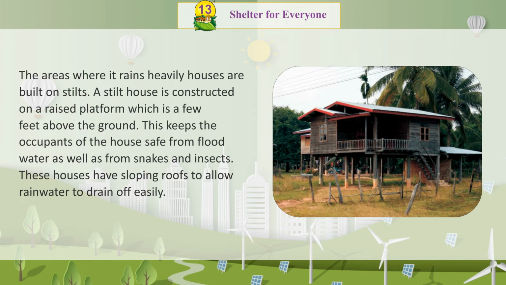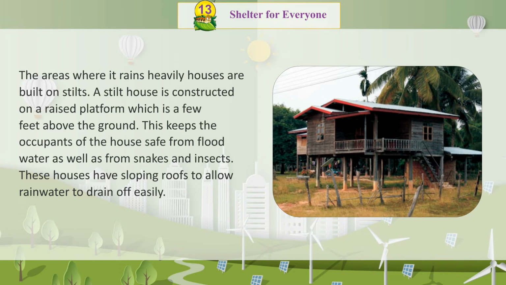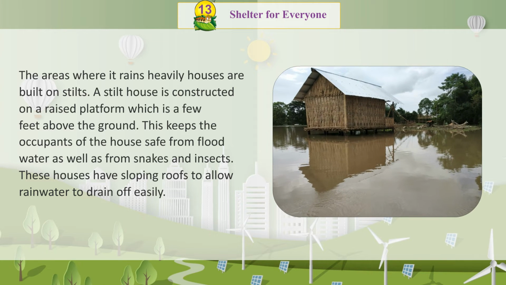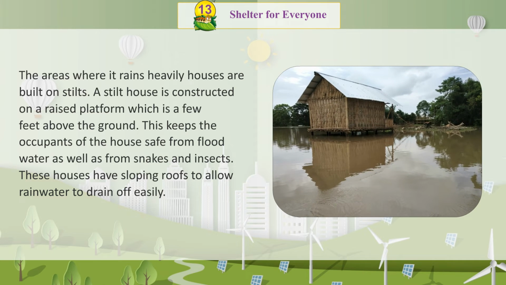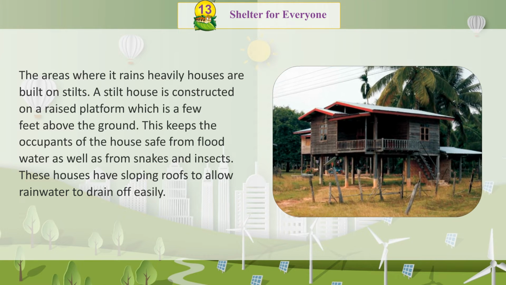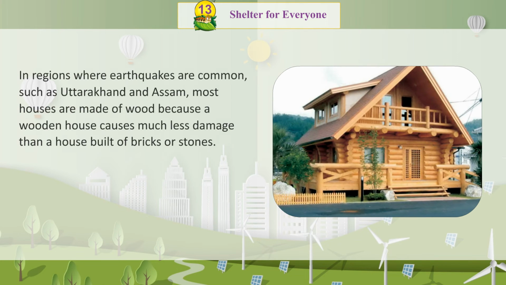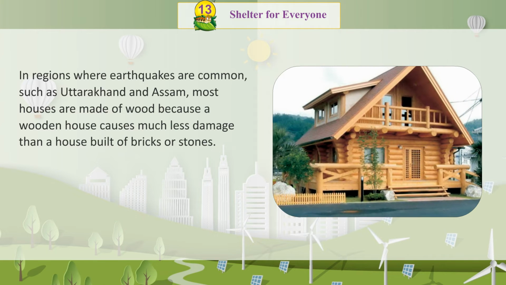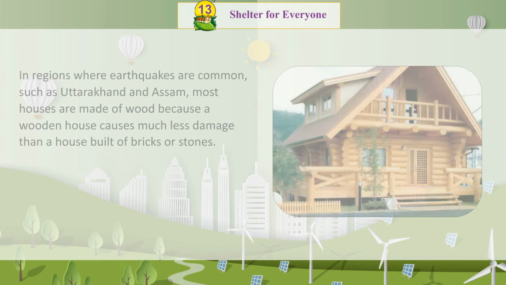In areas where it rains heavily, houses are built on stilts. A stilt house is constructed on a raised platform which is a few feet above the ground. This keeps the occupants of the house safe from the flood water as well as from snakes and insects. These houses have sloping roofs to allow rainwater to drain off easily. In regions where earthquakes are common, such as Uttarakhand and Assam, most houses are made of wood because a wooden house causes much less damage than a house built of bricks or stones.